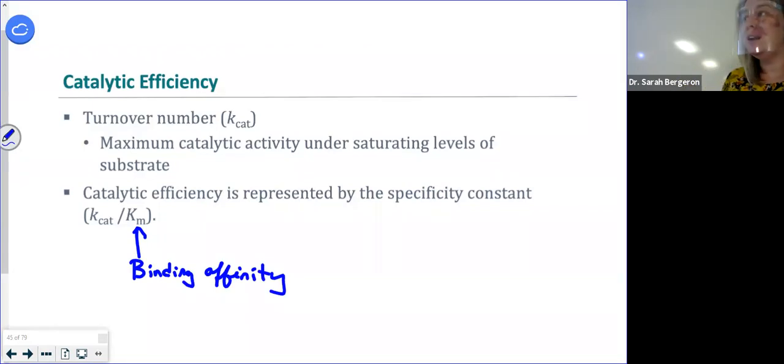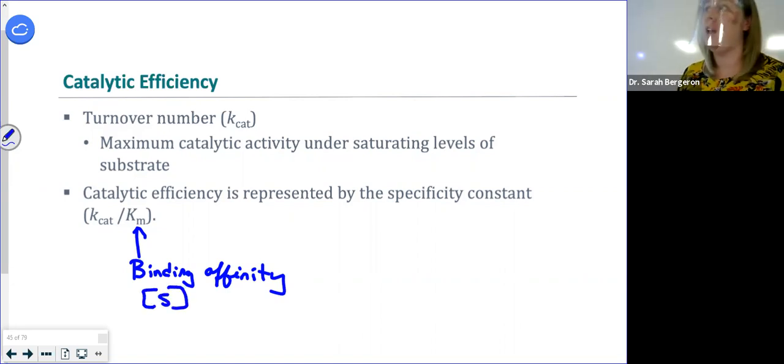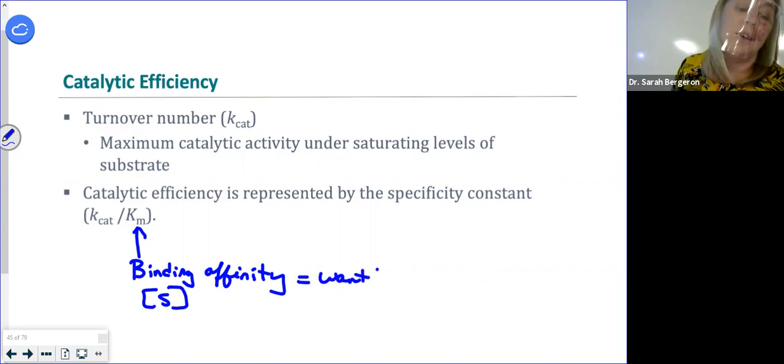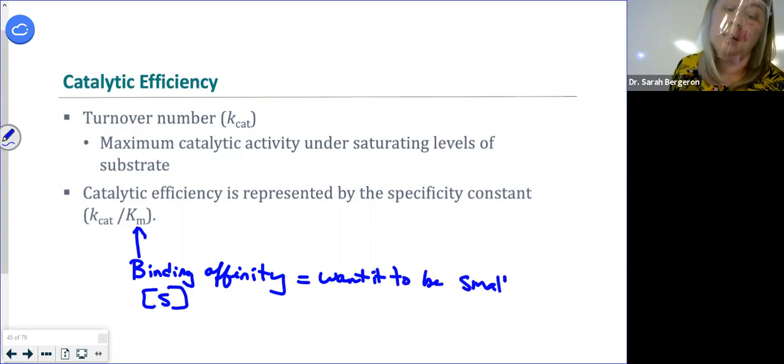If Km is binding affinity, do I want that binding affinity to be high or low? Like, do I want the value to be high? Because it's a substrate concentration, right? It's concentration of substrate. You want it to be low. You want it to be, we'll say small, right? A small concentration of substrate.